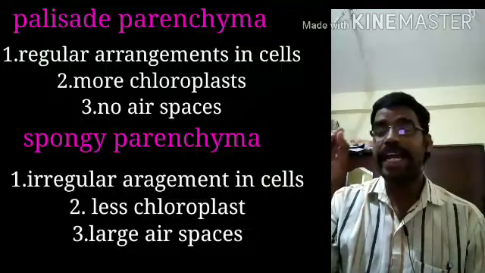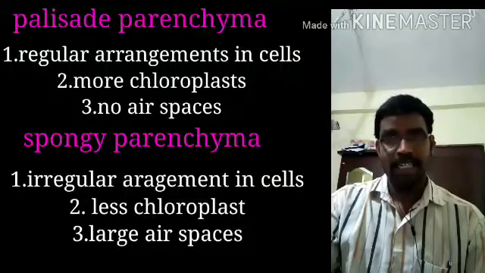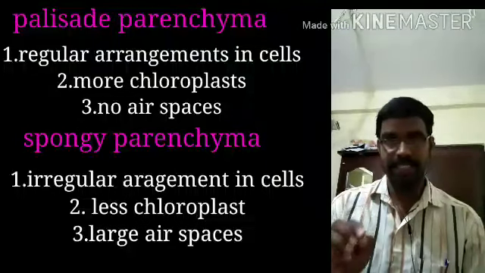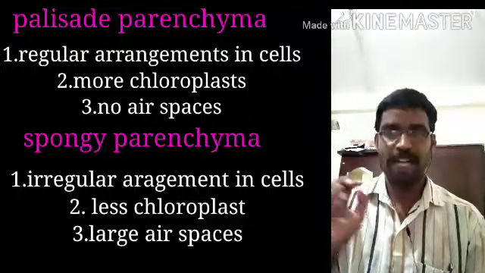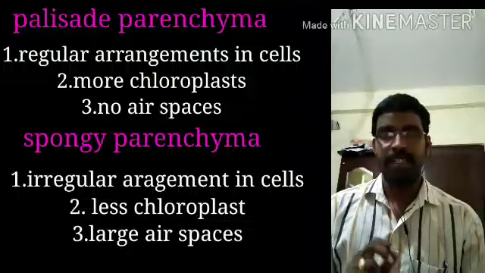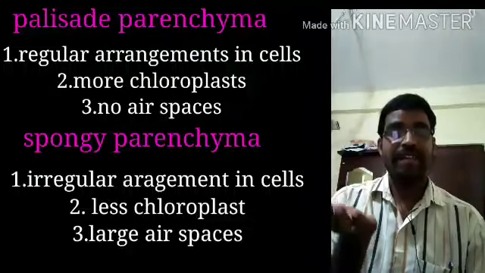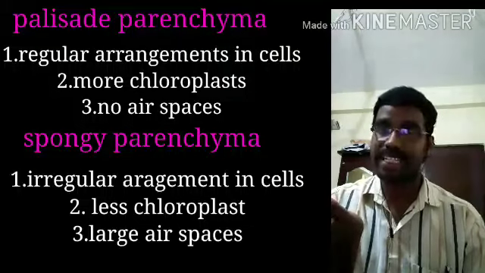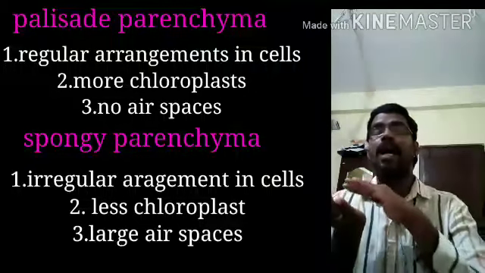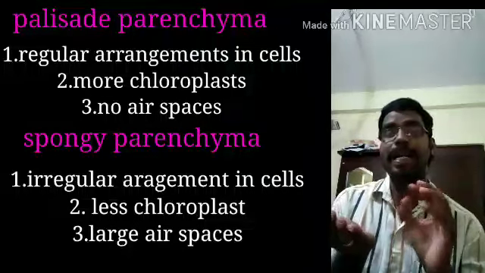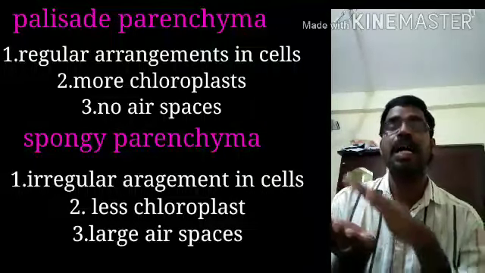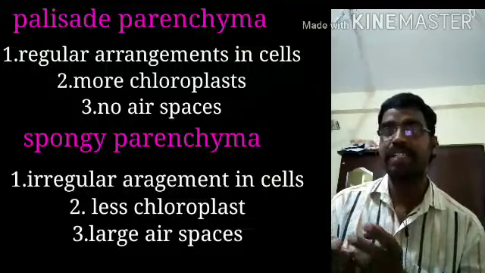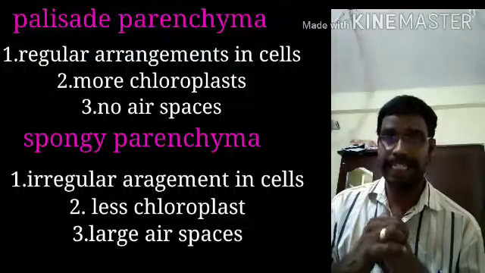There are no air spaces in the palisade parenchyma. Large air cavities are present in the spongy parenchyma. And whenever we observe a more green color on the upper surface of the plant, it is because of the palisade parenchyma present near the upper surface of the leaf. That's why when we observe a plant leaf, the upper side appears more green in color.